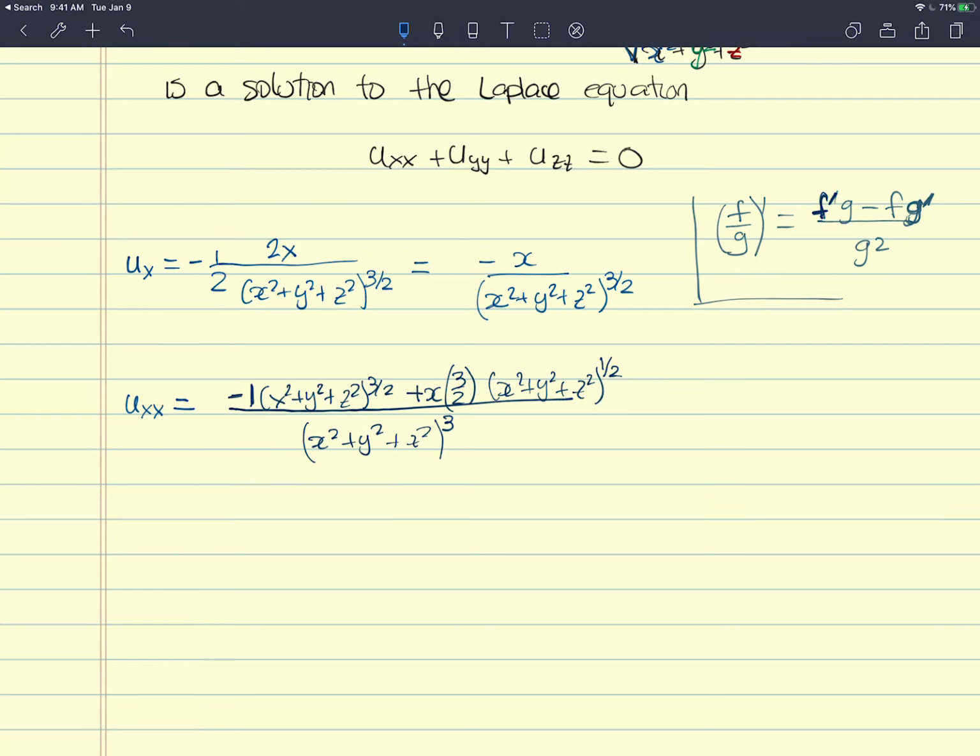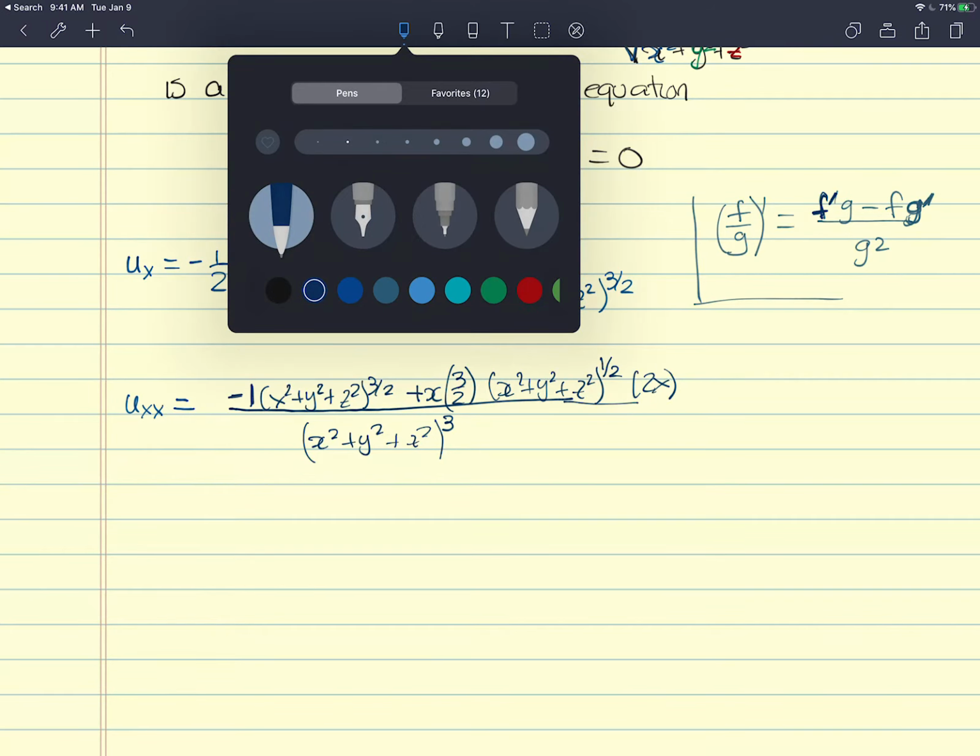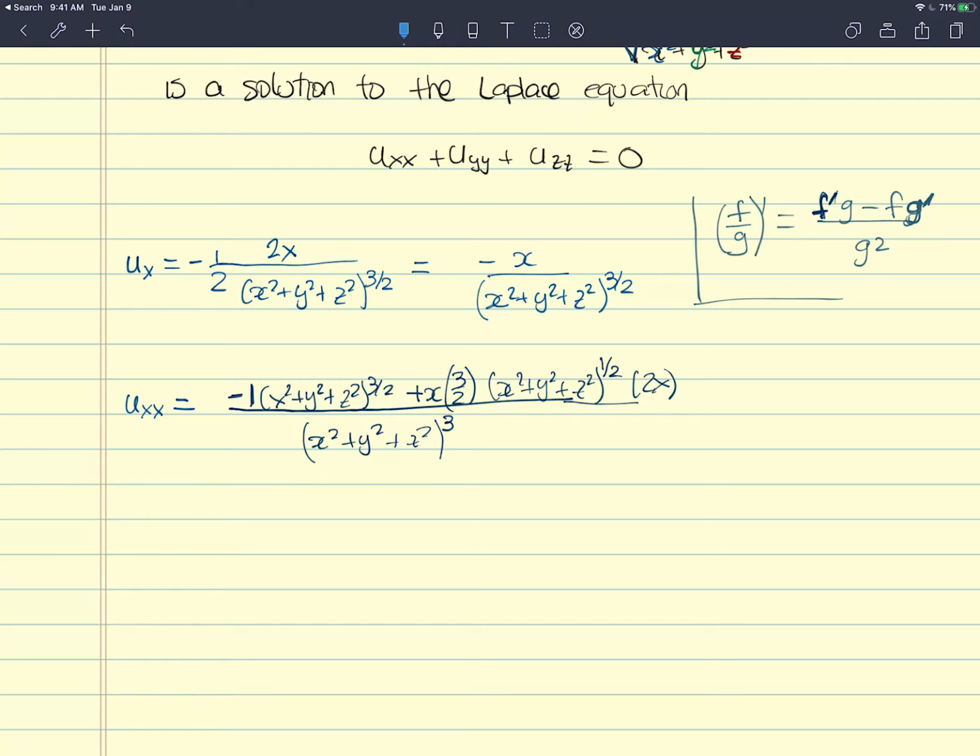And then again, I have a chain rule, so it's the derivative of the inside, so it's going to be times the 2x. Okay, cool. Okay, so the first thing here, it looks a little bit complicated. It's going to simplify a little bit. That 2 with that 2 is going to cancel. I'm going to combine those x's. So I have 3x squared, I believe, right?